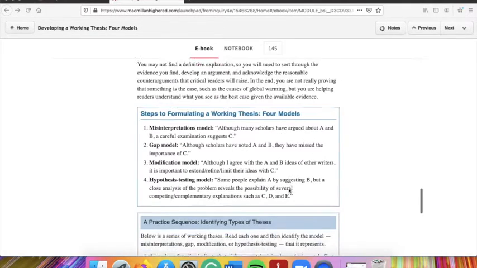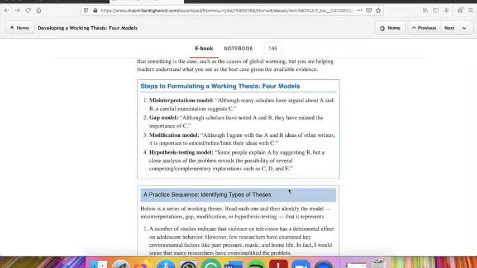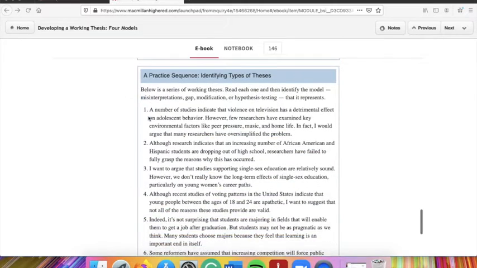But a hypothesis testing model is talking about multiple things that could possibly be true. Their example down here in the steps for following: some people explain A by suggesting B, but a close analysis of the problem reveals the possibility of several competing or complementary explanations such as C, D, and E. So that's what they're doing. The hypotheses method is saying some people explain global warming by suggesting that it's only man-made, and the close analysis shows that it could also be this or this or this. So that would be the way you would want to do hypothesis testing. You might be working in this if you're looking at global warming, but for most of you, you might be modifying or gap modeling.